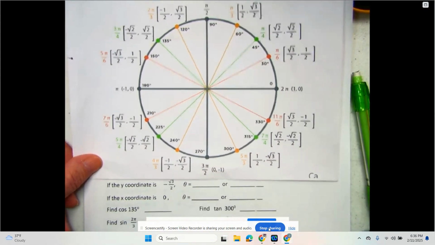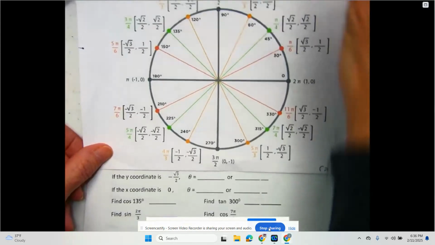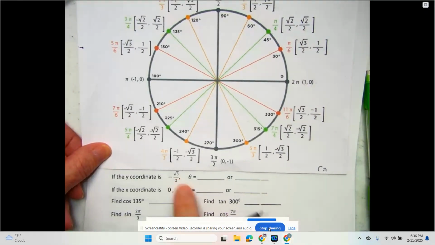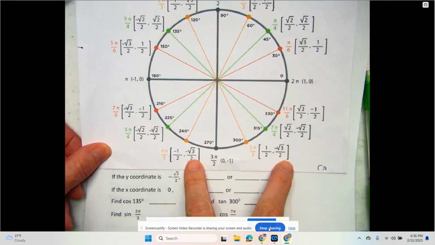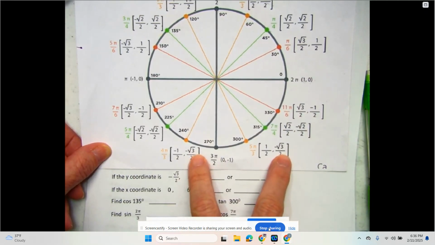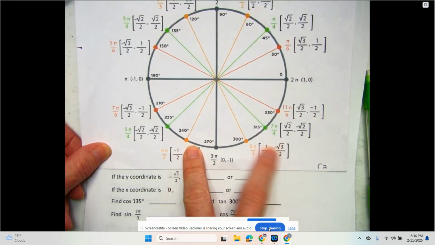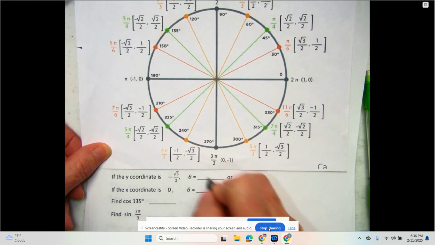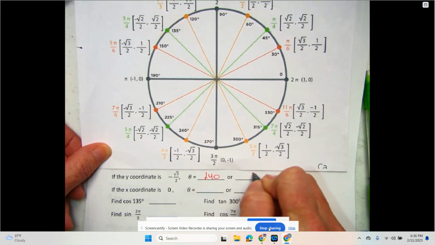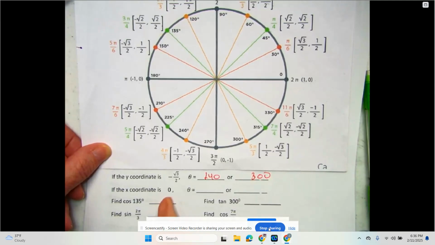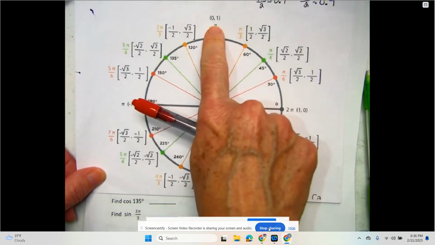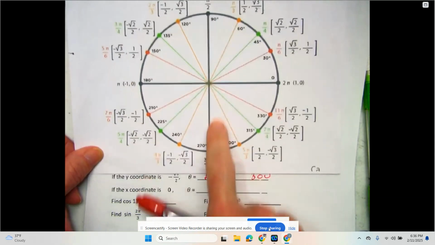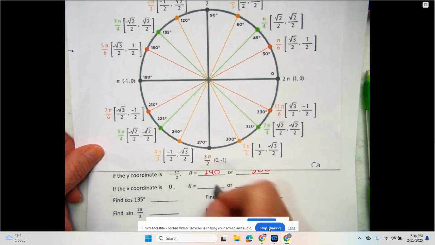If the y coordinate is negative square root of 3 over 2, the y coordinates are negative down here. Negative square root of 3 over 2, y coordinate, it's either 240 or 300. If the x coordinate is 0, you have a 0 here and a 0 up here. So it's either 90 or 270.